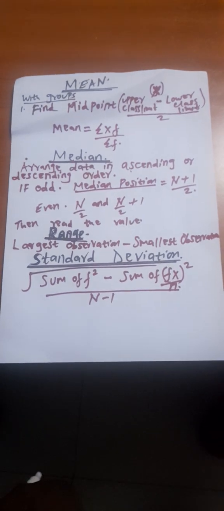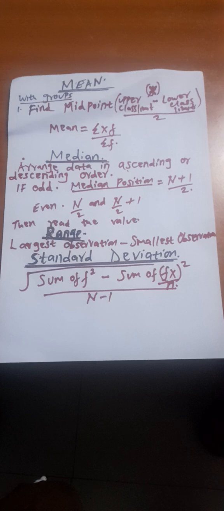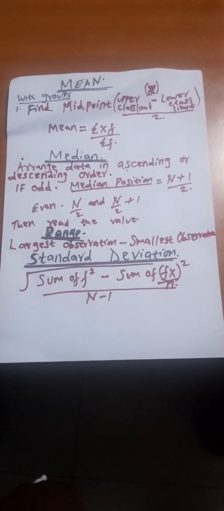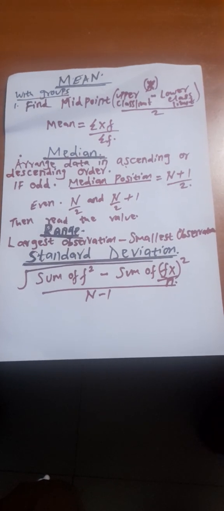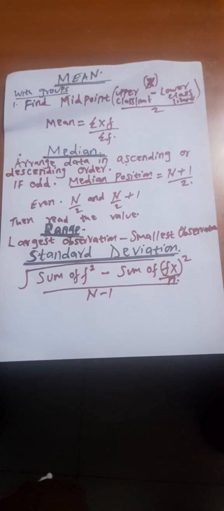Range, you just define your range by arranging the information in the data set in ascending and descending order, then you minus the smallest observation from the largest observation. That is where you'll get your range.